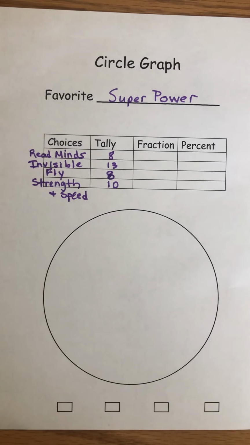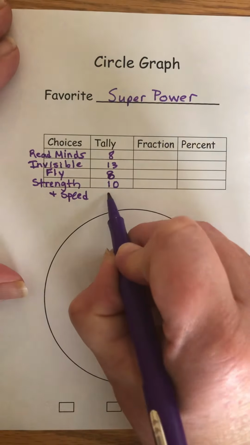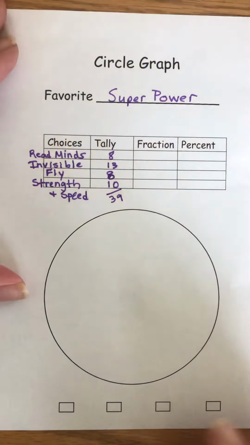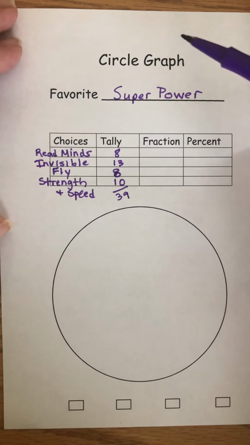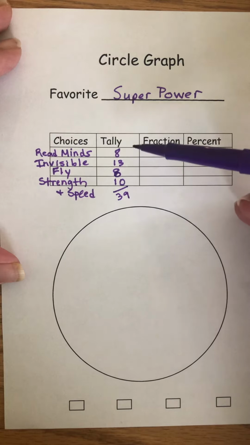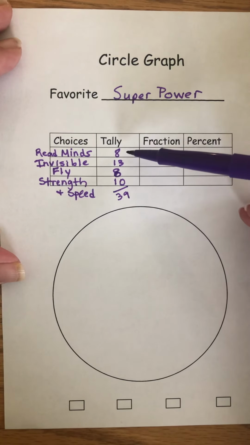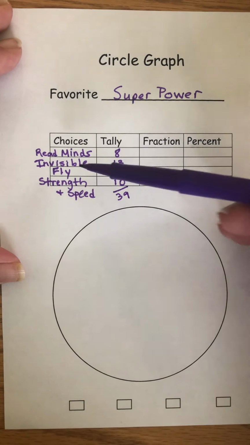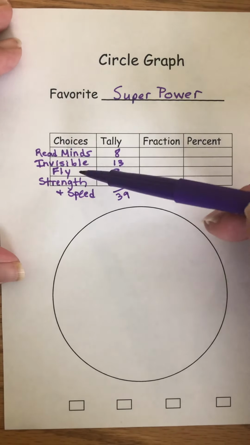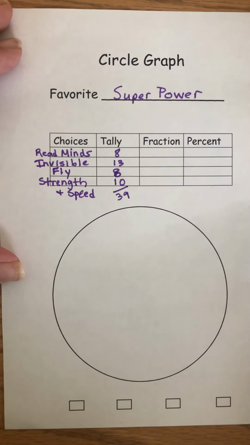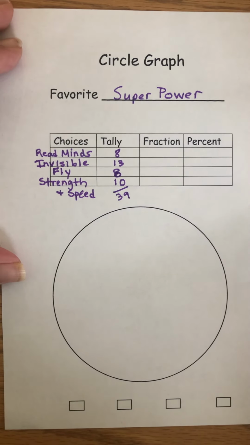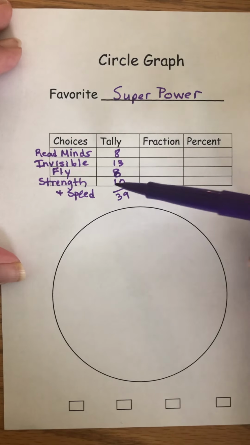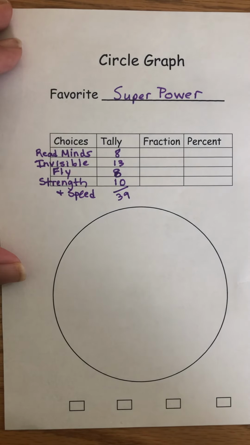I'm glad I waited a few days because by this morning I actually had 39 responses. Last night I had 22. These are the answers, the tallies or the count of people who chose each superpower. Reading minds was 8 people. That was tied, very interesting, with people who would rather fly, which was also 8. 13 people want to be invisible. That's actually what I would choose. And then 10 of you chose super strength and speed.